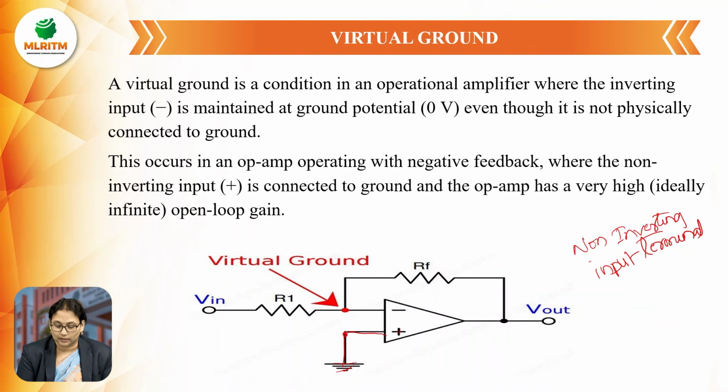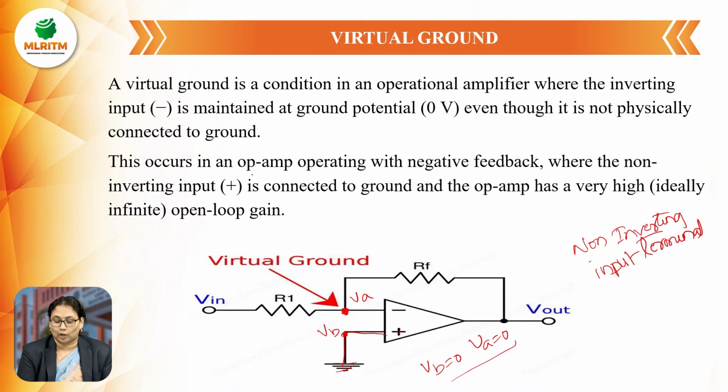Let us consider the voltage at this node is VB and the voltage at this node is VA. When the non-inverting input terminal is grounded, VB is 0. Coming to VA, the voltage at this node also becomes 0. It is actually not physically connected to the ground, but the other node is connected to the ground. That's why VA is also becoming ground. This is called the virtual ground concept.